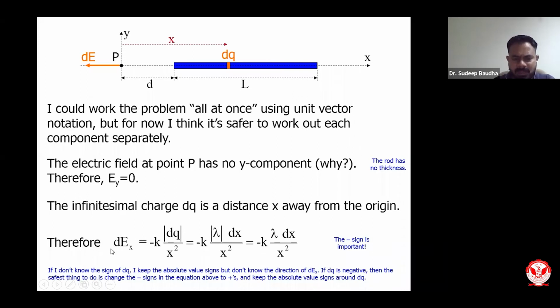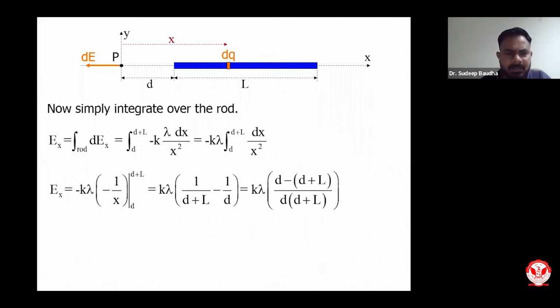So the small amount of electric field dEx can be written as minus k lambda into dx, where dq equals lambda dx, and this is minus k lambda by x square dx. So we got the x component of the electric field at the point, straight away, what we have done in our previous case. Right. Now the only thing remaining is we need to find out what will be the overall electric field at this point. So simply we have the x component, the small amount of electric field. I will integrate it from d to d plus l. This is the overall size of the rod.